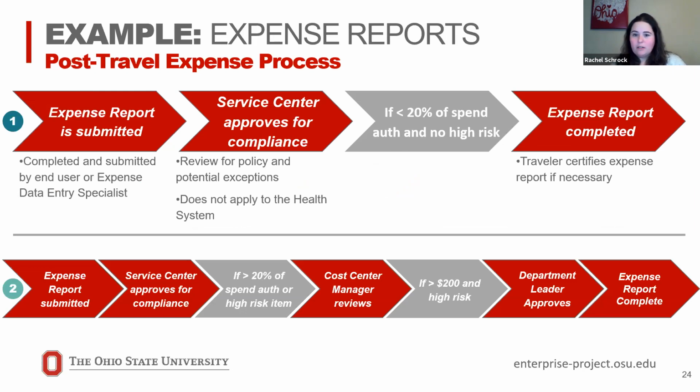Where potentially you could be involved is if there is over $200 in a high-risk category. An example of this could be a business meal. Maybe your development office does something and it's over $200. Then you would have to approve the expense report. And as we mentioned earlier, if someone enters an expense report on your behalf, like an expense data entry specialist, you as the traveler would be expected to certify your expense report before it moves on to the next step.